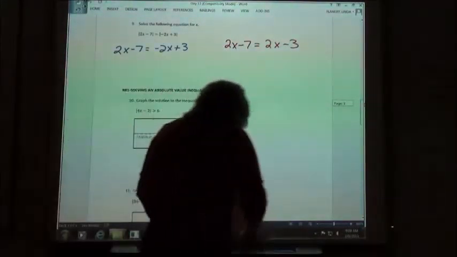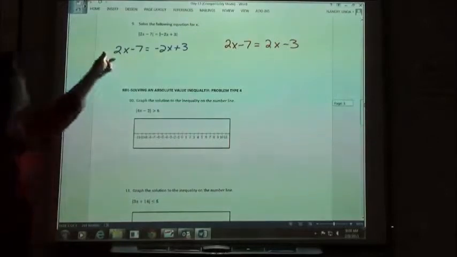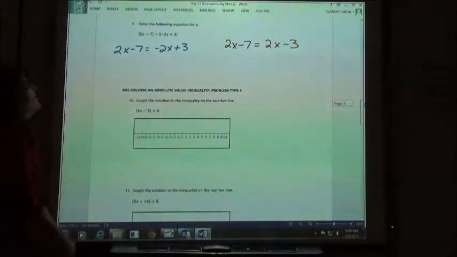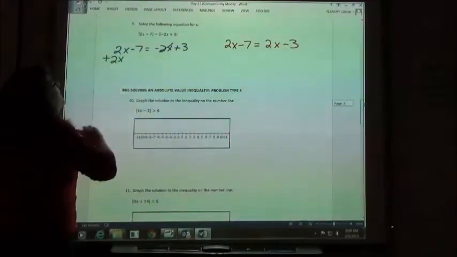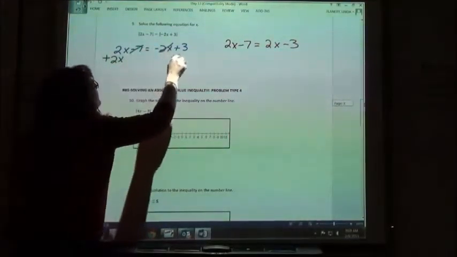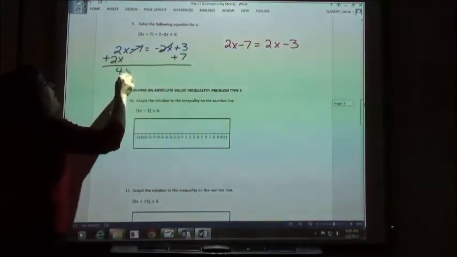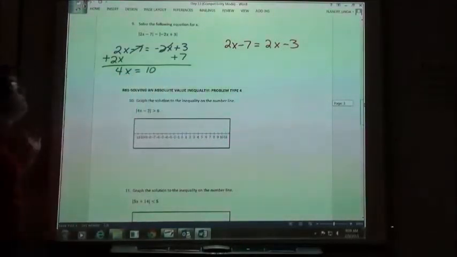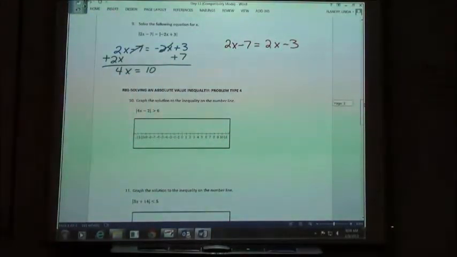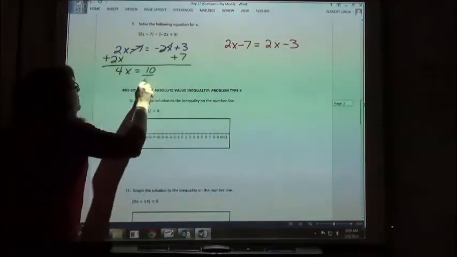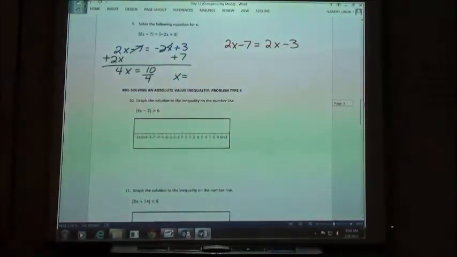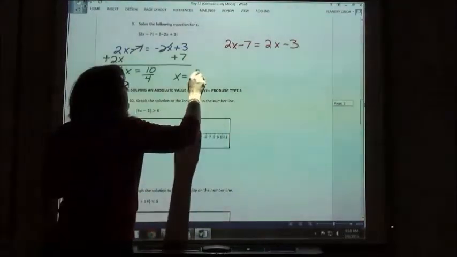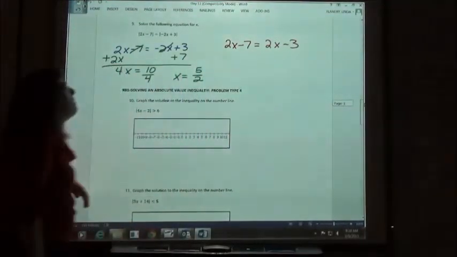When I solve the first one here, I would add the 2x and add the 7. So 4x would equal 10. Then I'm going to divide by 4 and simplify. So my answer would be 5 over 2.